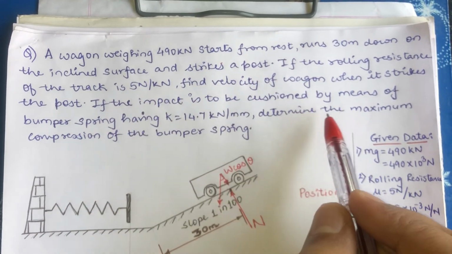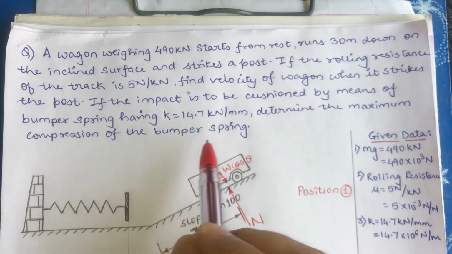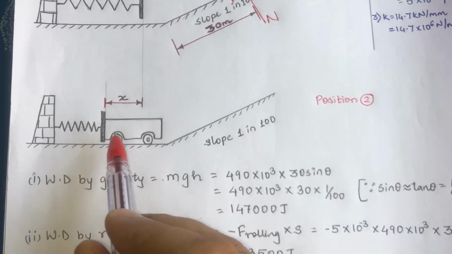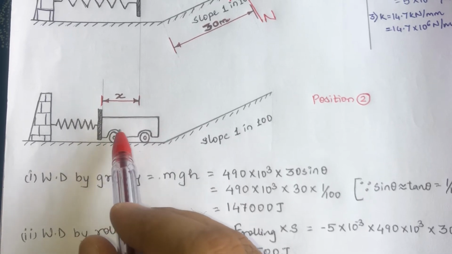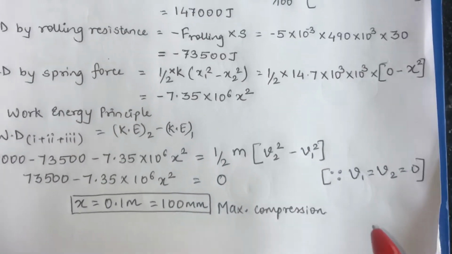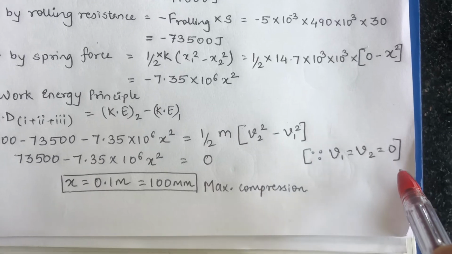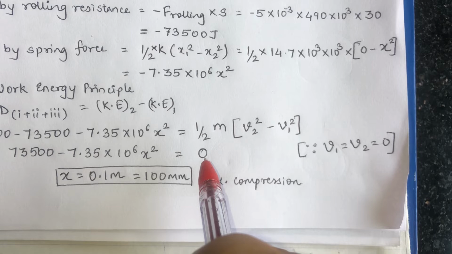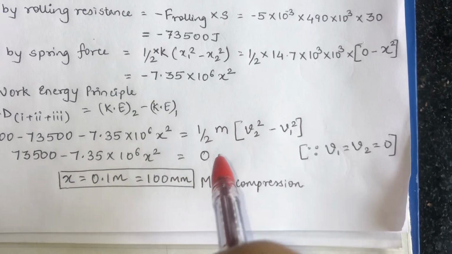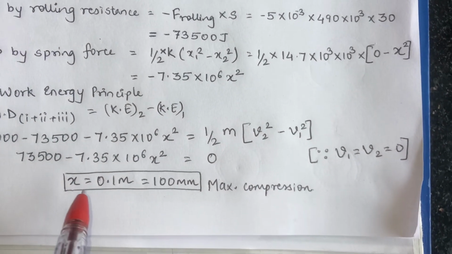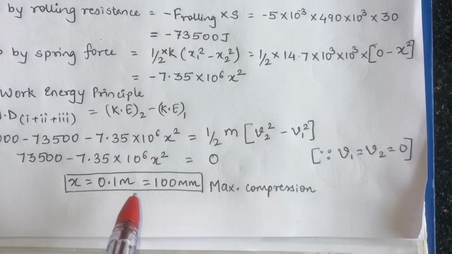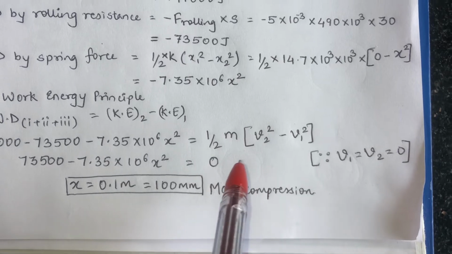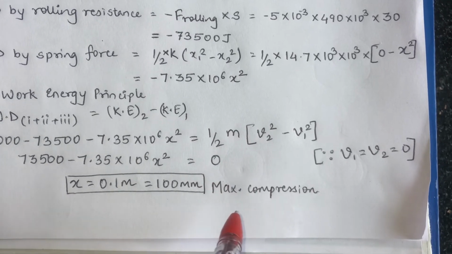Similarly, further, determine the maximum compression of the bumper spring. If it reaches maximum compression, again it will become at rest, and that is why v1 and v2 both are considered equal to 0, and that's why it is mentioned here 0. The whole term will become 0. If you solve this term, you'll be getting x equals 0.1 meter, which is equivalent to 100 mm, and that is your maximum compression.